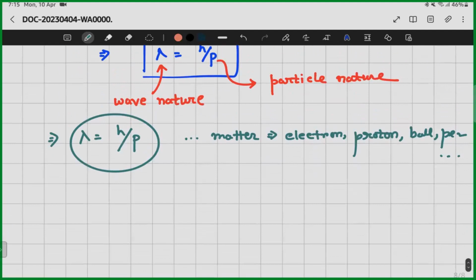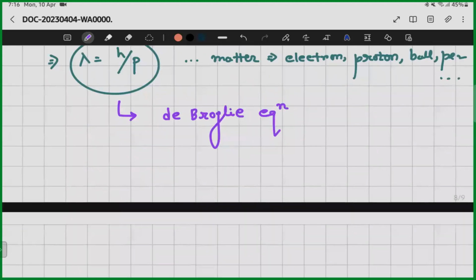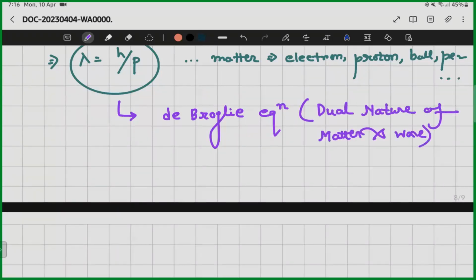So this is our lambda equals h by p, where p is the momentum. This is the de Broglie equation, which signifies the dual nature of matter and wave. That's it.